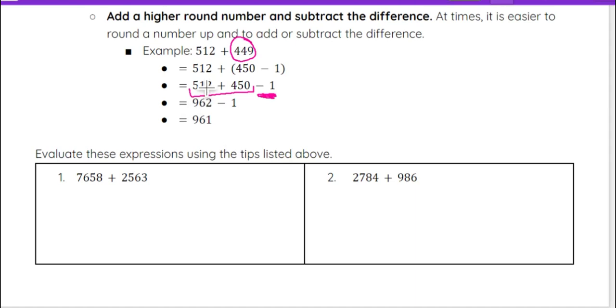So I started with 512, I add 450, but really I only wanted to add 449. So I subtract that one extra one at the end. So 512 plus 450 gives me this 962. But again, to really compensate for adding that extra one, when I added 450, I have to subtract that one away in the end, and that's how I get 961.